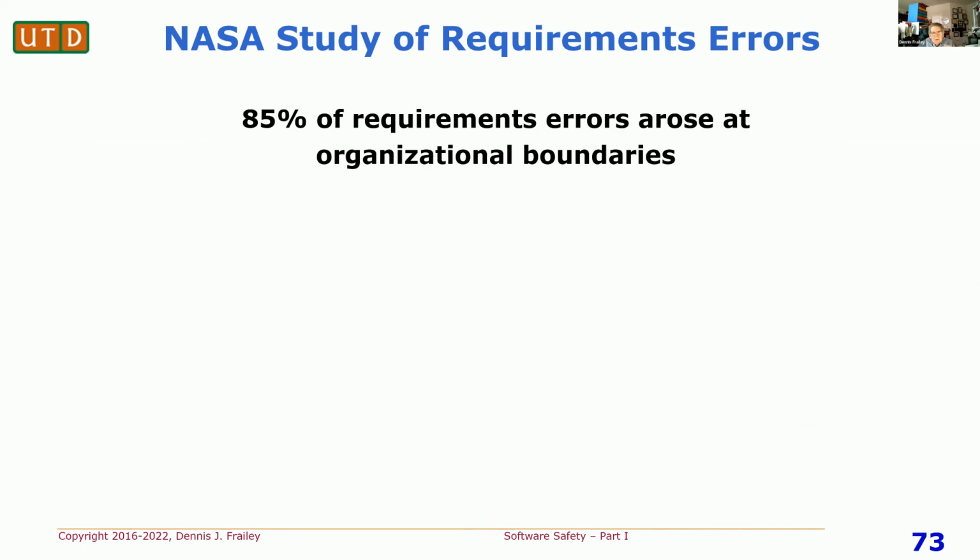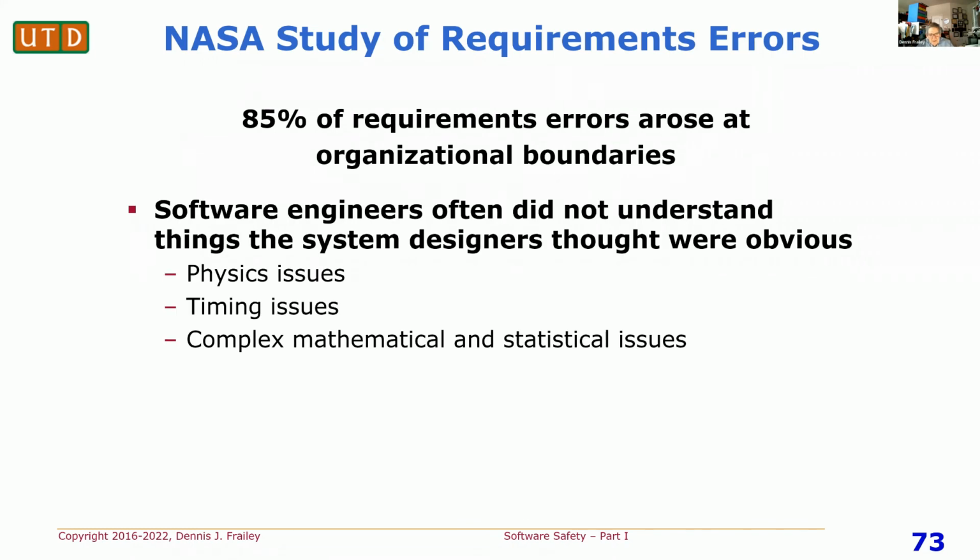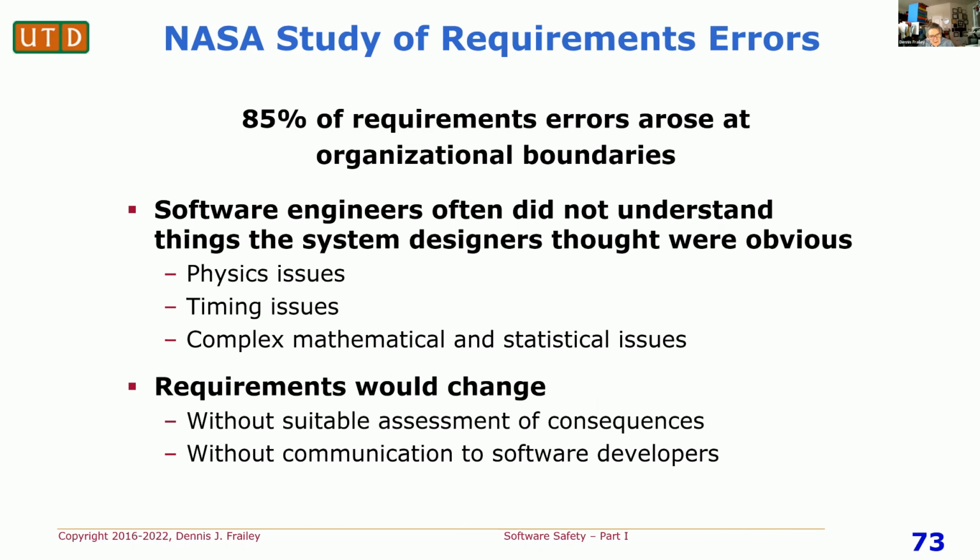85% of the requirements errors occurred at organizational boundaries. Remember, I talked about how many of the problems ultimately were due to requirements. Well, most of those are due to organizational boundary issues, which is why I'm spending so much time on this. Software engineers often did not understand what the system designers thought were obvious: timing issues, mathematical issues, statistical issues, whatever. Then, to make it worse, the requirements often change without assessment of the consequences.